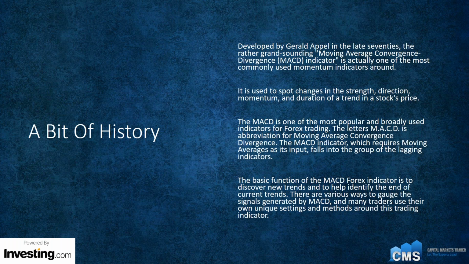Now, MACD is one of the most popular and broadly used indicators for Forex trading. The letters MACD are the abbreviation of moving average convergence and divergence. The basic function of the MACD Forex indicator is to discover new trends and help identify the end of current trends. There are various ways to gauge the signals generated by MACD, and many traders use their own unique settings and methods around this indicator.